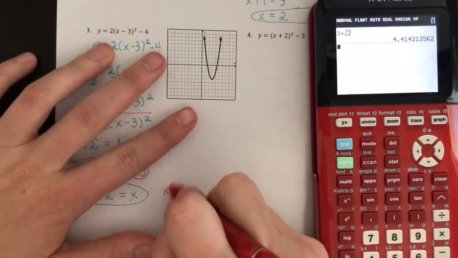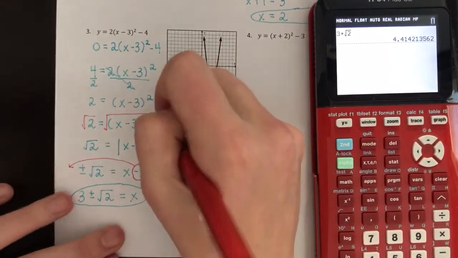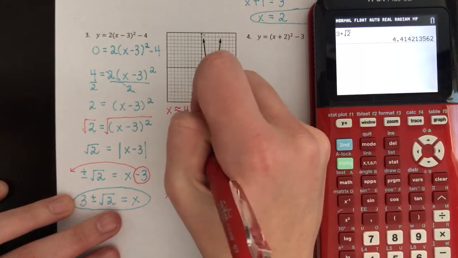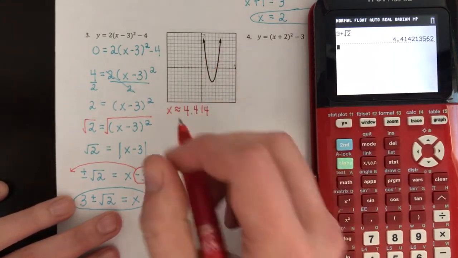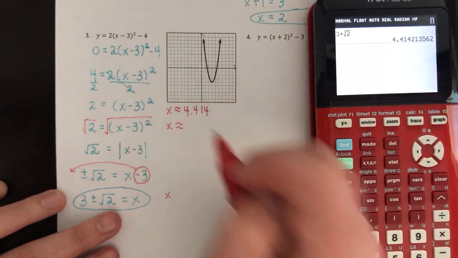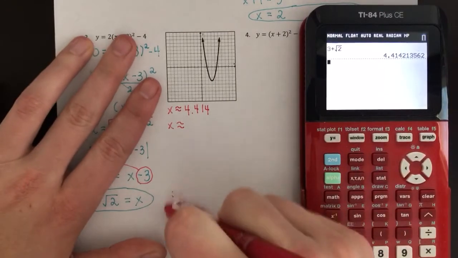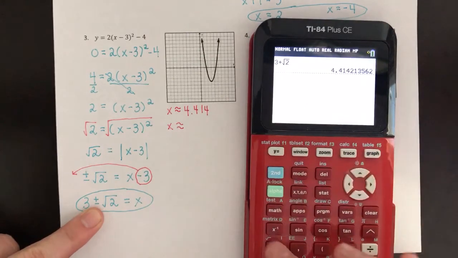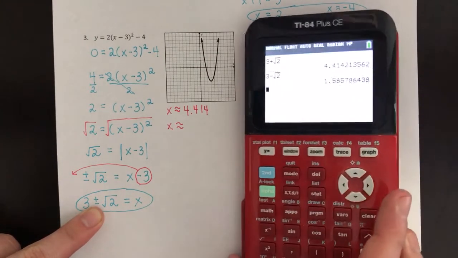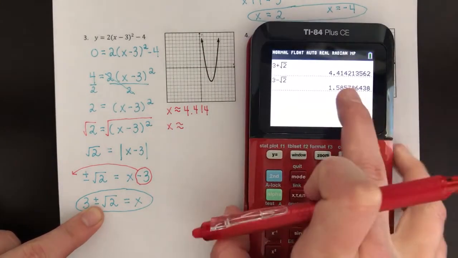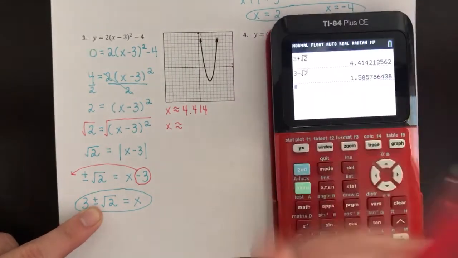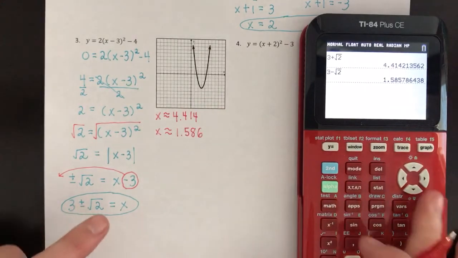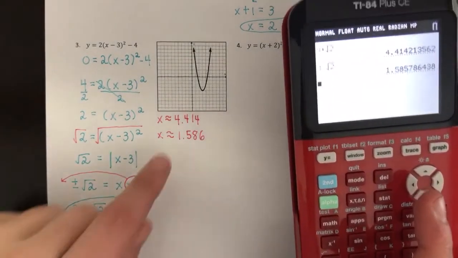So x is approximately, here, I want you to write it under the graph. X is approximately 4.414. And then we're going to have another solution where x is approximately 3 minus the square root of 2. So that's 1.586. Remember, if I round properly, 1.586. So yes, on your IP, I'll want you to do this for every problem.